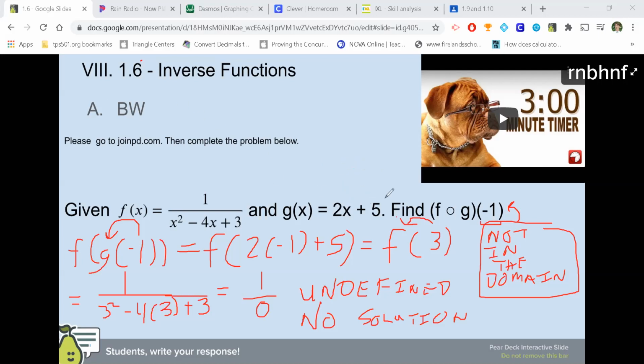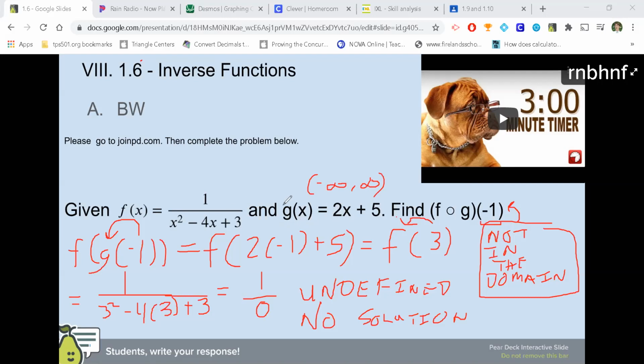So remember, when we're evaluating the domain of this, it's a two-step process. First, we evaluate the domain of g. g is a polynomial. In fact, it's just a linear equation with a slope of 2 and a y-intercept of 5. So its domain is -infinity to infinity, right? There are no restrictions to g of x.